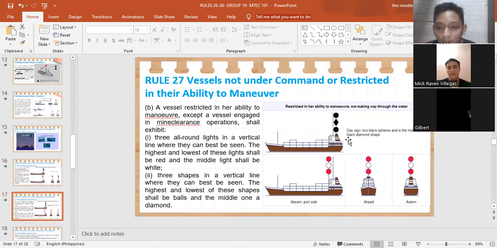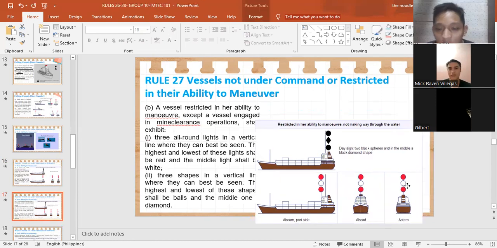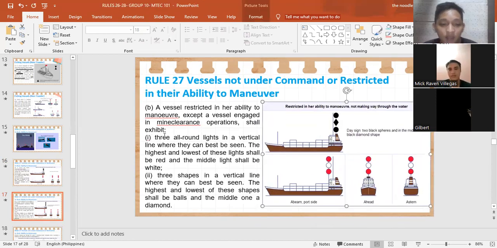In daylight, what we can see here is the day sign, which is two black spheres, and in the middle would be a black diamond shape. Then number 1, subparagraph 1: three all-round lights in a vertical line, where the outer ones can be red and the one in the middle shall be white. So the middle is a white light, with a red light above and below. If on the beam or port side you see it, then ahead and astern it would be just the same.